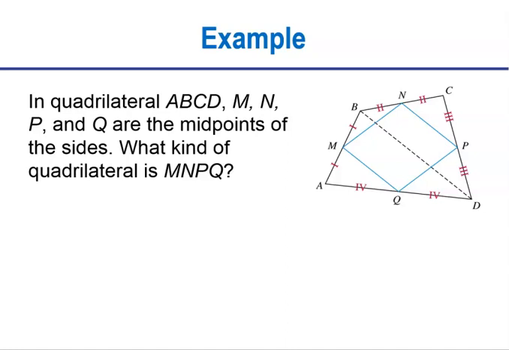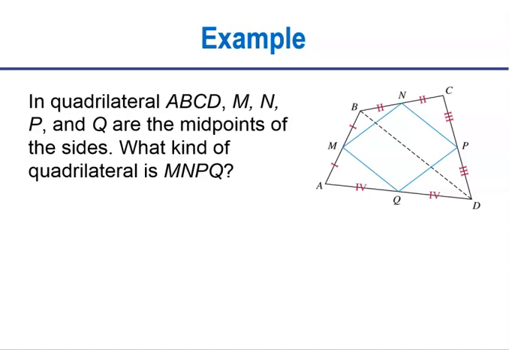So here we go. We have quadrilateral ABCD, you see clearly we have four sides, so it's a quadrilateral. M, N, P, and Q are the midpoints of the sides. So again, M is the midpoint of AB, N is the midpoint of BC, P is the midpoint of CD, and Q is the midpoint of DA or AD. All right, what kind of quadrilateral is MNPQ?